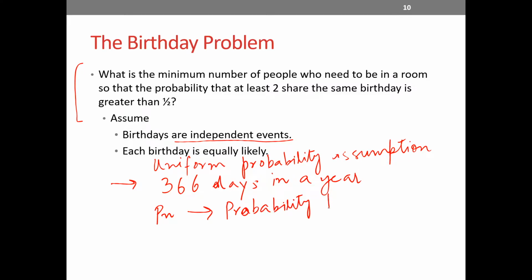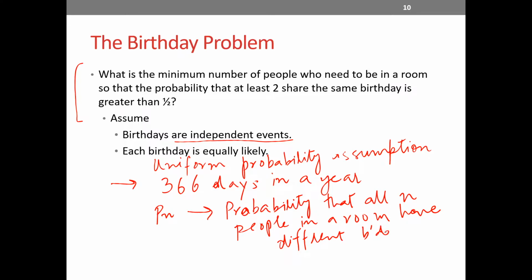So, the probability that all n people in a room have different birthdays. Obviously, I can reach the goal of finding the probability that at least two share the same birthday by finding 1 minus P(n). So 1 minus P(n) will give the probability that at least two have the same birthday. Now our goal is to determine P(n) somehow.